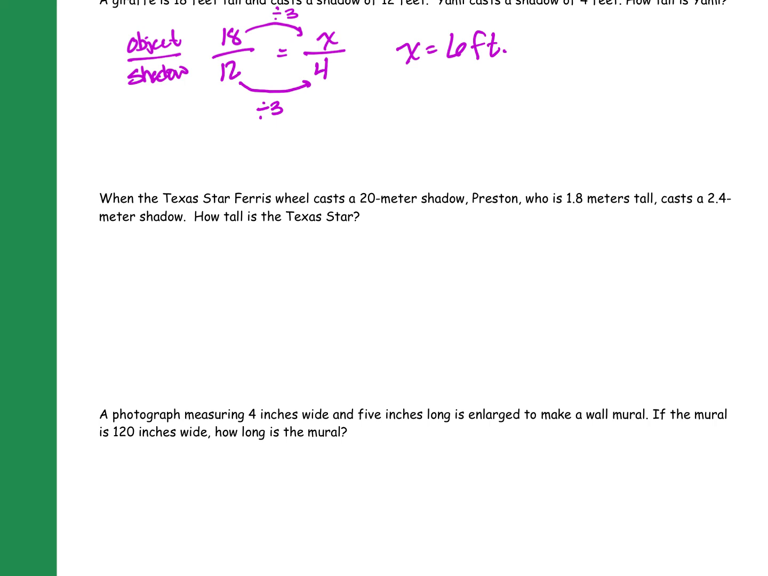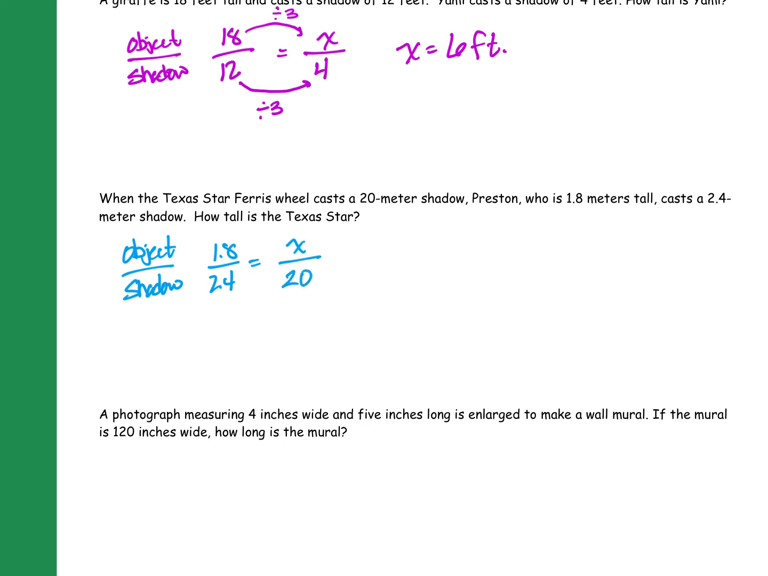When the Texas Star Ferris wheel casts a 20-meter shadow, Preston, who is 1.8 meters tall, casts a 2.4-meter shadow. How tall is the Texas Star? So this is how tall is the Ferris wheel, right? So again, we have object over shadow, right? Preston is 1.8 meters tall, and he casts a 2.4-meter shadow. And my Ferris wheel, we want to know how tall it is, and it casts a 20-meter shadow.